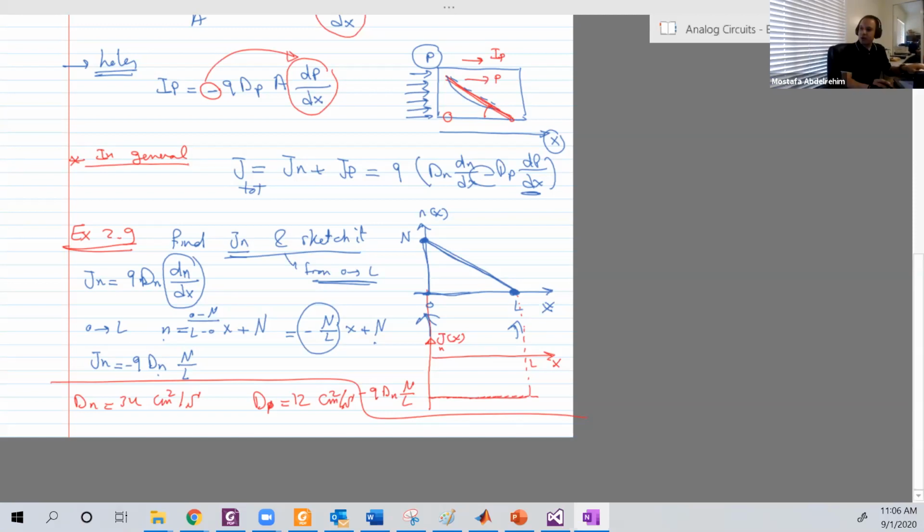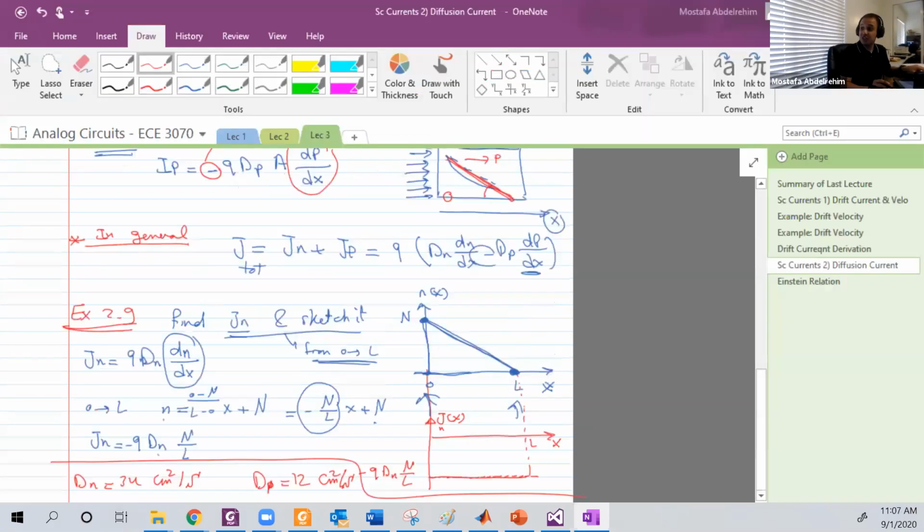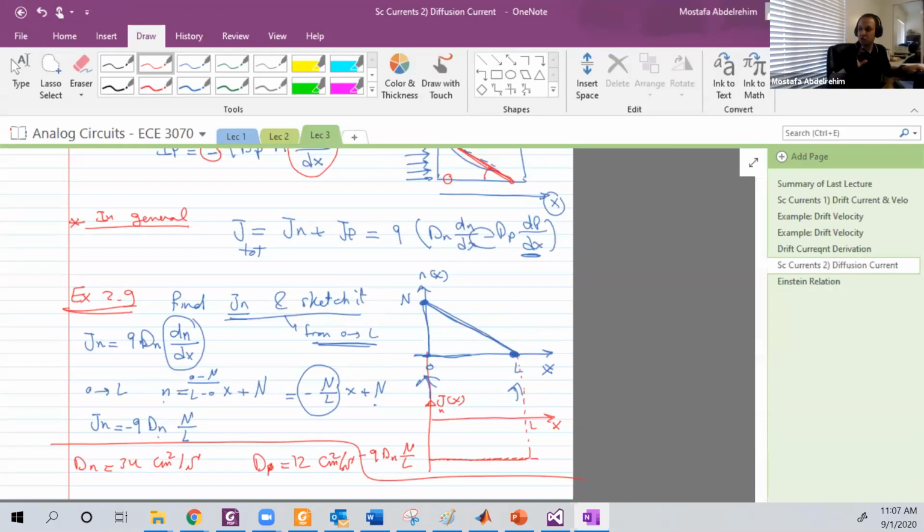There is another example in the book, example 2.10. Please read. Of course, by default you should read the part of the chapter that I explain in any lecture, okay? But just take a look at example 2.10. It's very useful. It's based on this example as usual. Okay.